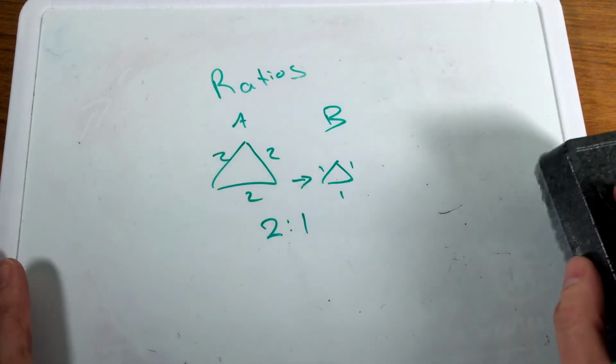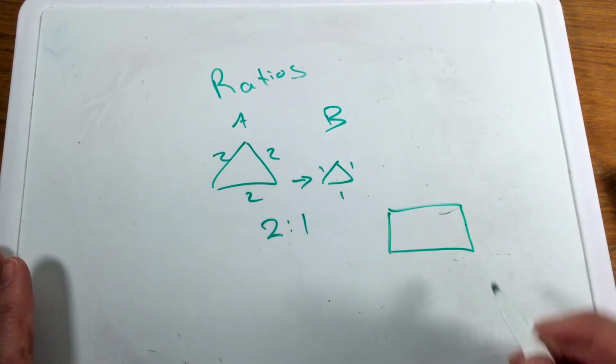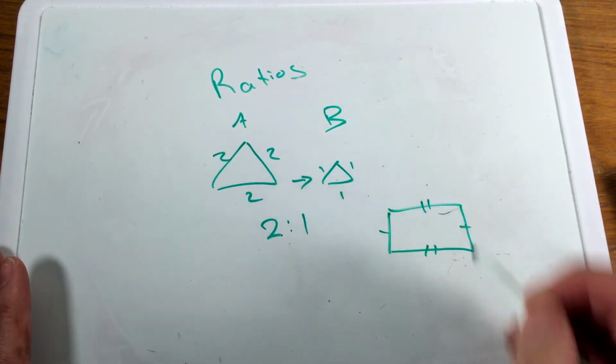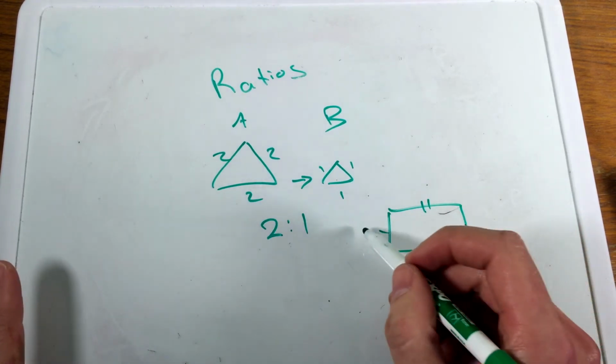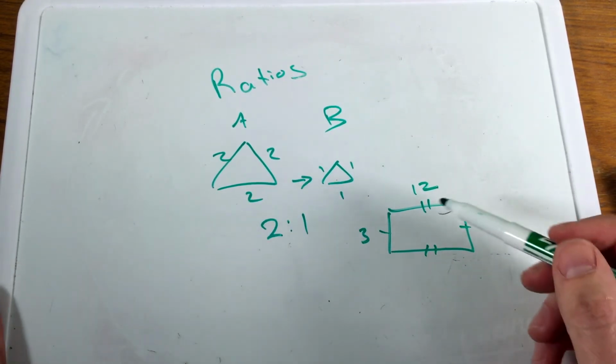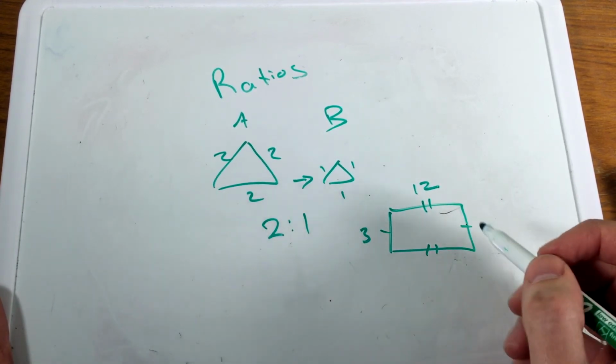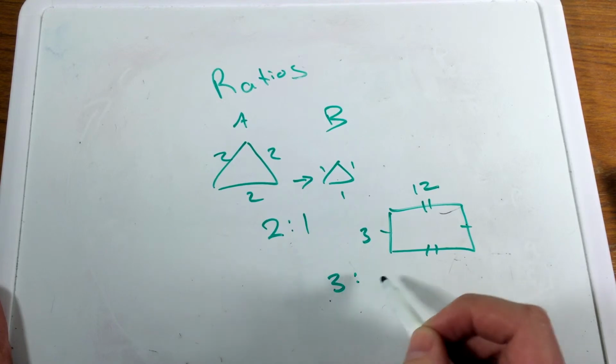Okay. A lot of times it also can happen within a shape. Let's say I have a rectangle. Okay, rectangle here. And let's say this side length is 3 and this side length is 12. And if I want to go between the width to the length, the width over the length here, that would be a ratio of 3 to 12.